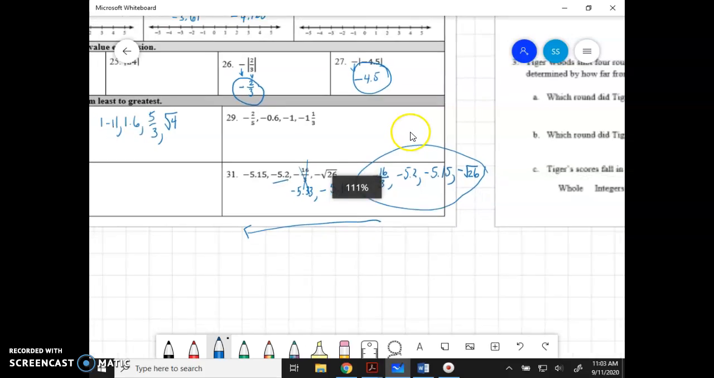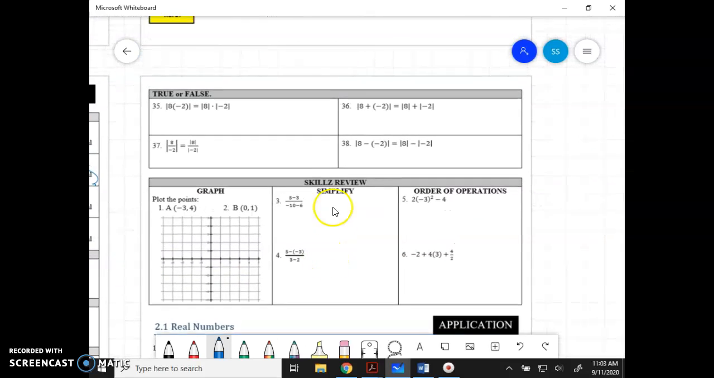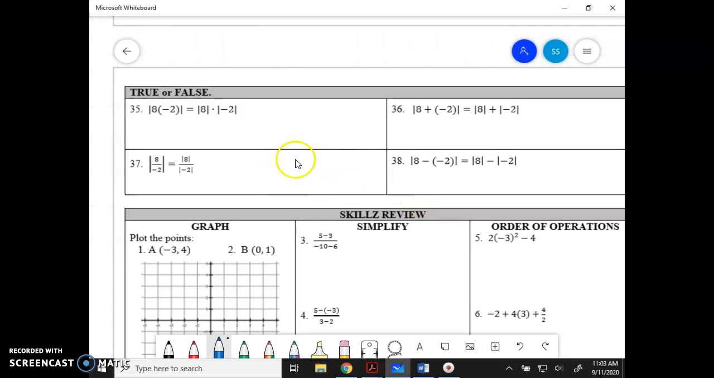Looks like we got another section. Let's take a look at this section here. So some true-false statements. The easiest thing to do here is just answer both sides and see if you get equal statements, right? So on this side, we need to simplify inside here first because absolute values are grouping symbols. So I get 8 times negative 2, which is negative 16, and it's still in the absolute value bars. So now I simplify. What's the absolute value of negative 16? It is 16.